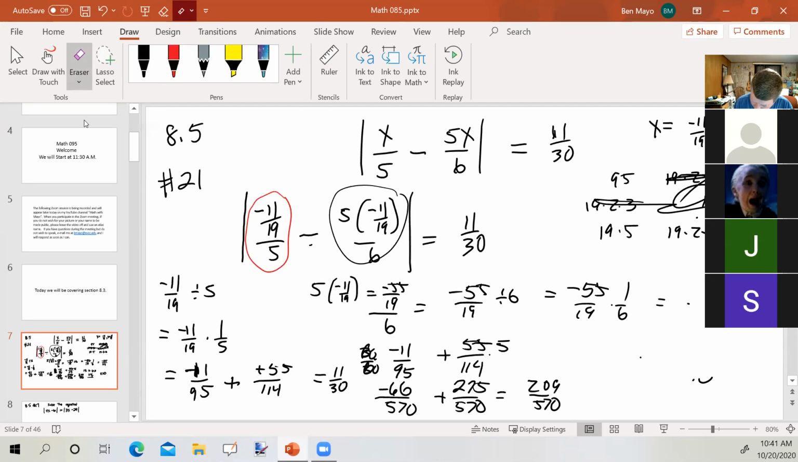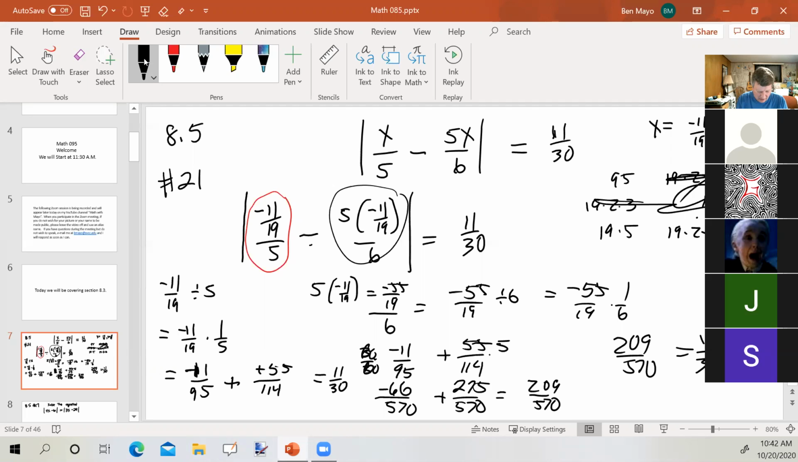Let's see. Maybe all we're going to do is get this one problem done. So I'm trying to decide if 209 over 570 equals 11 over 30. If I divide this by 30, I get 19. If we take 19 out of the top and 19 out of the bottom, 209 divided by 19, yay, and 570 divided by 19. It does reduce. Thank you. Okay, good job. That was the first one.